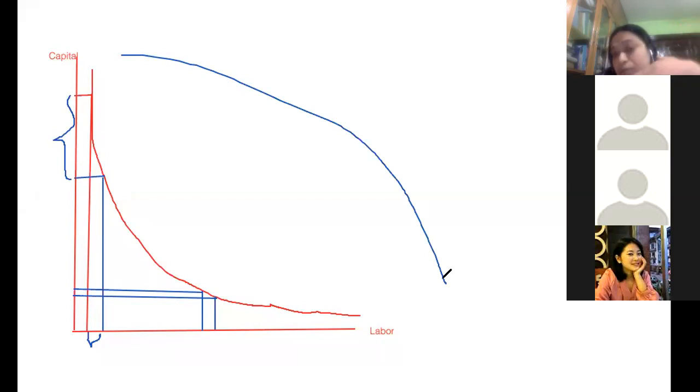Isoquants can be a straight line, which would mean that no matter how much labor and capital you have, the opportunity cost of labor and capital will always be constant. So you will always give up the same amount of labor for each additional unit of capital, and vice versa, right? When you have a straight line isoquant.